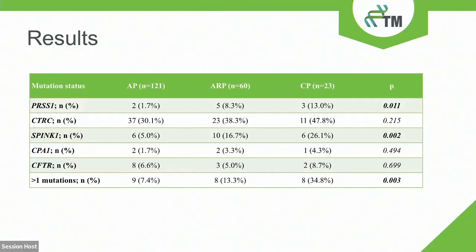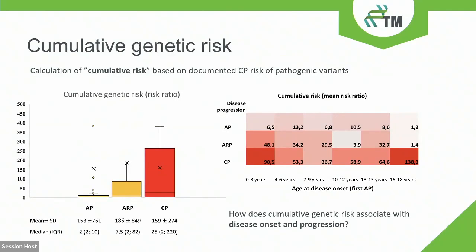Here you can see the distribution of genetic alteration according to the disease progression. We found significant intergroup differences with PRSS1 and SPINK1, and a similar tendency in CTRC. And those patients who have more than one mutation were mostly chronic pancreatitis patients. The cumulative genetic risk calculation also was aligned with the above-mentioned data, but how this cumulative genetic risk is associated with the disease onset and progression is still a question.